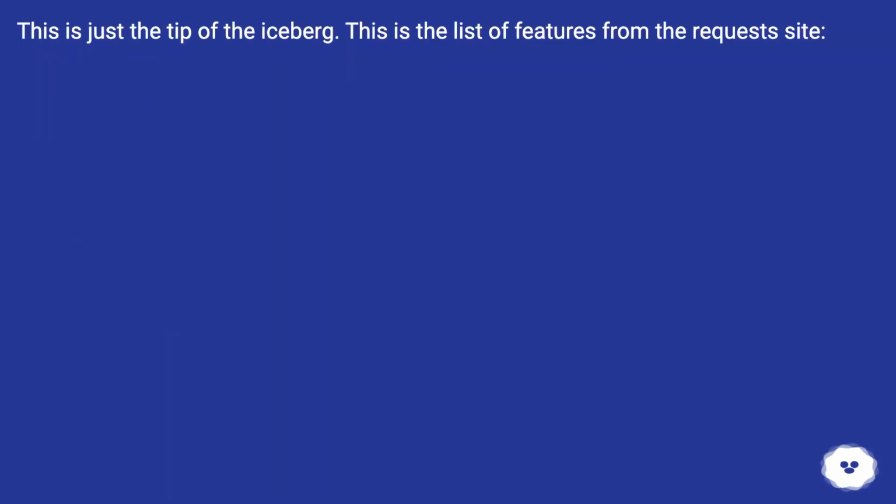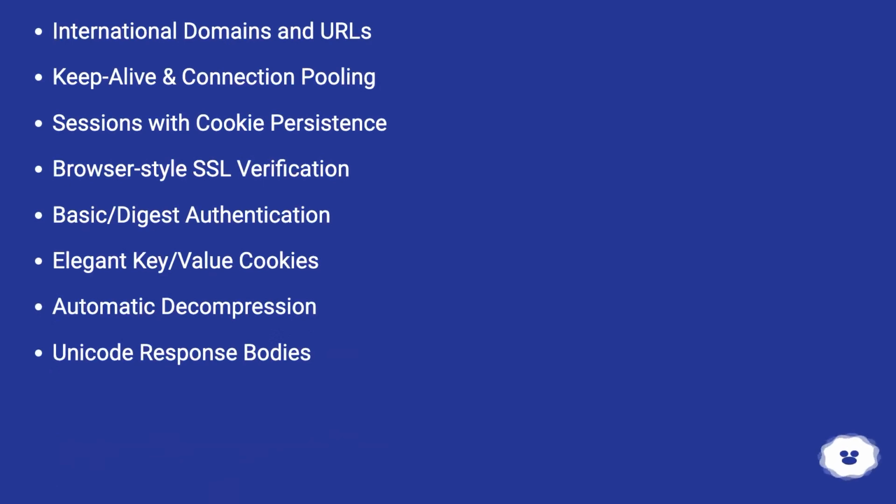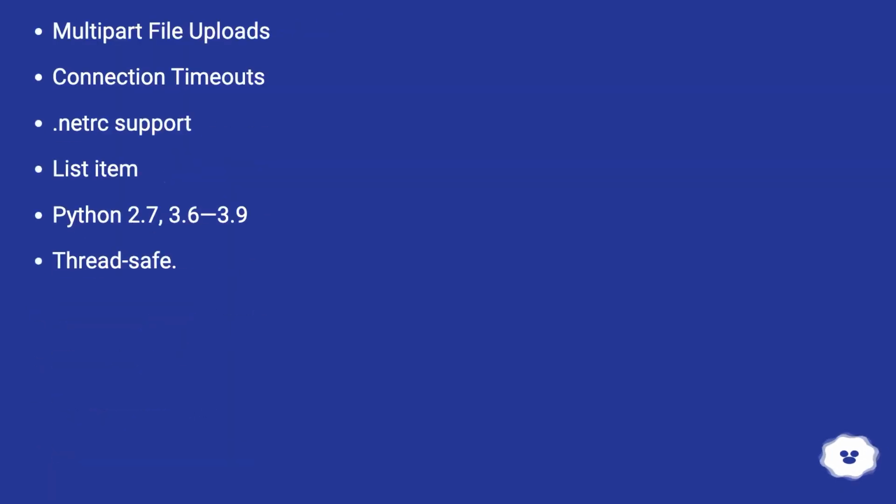This is just the tip of the iceberg. This is the list of features from the requests site. International domains and URLs, keep-alive and connection pooling, sessions with cookie persistence, browser-style SSL verification, basic/digest authentication, elegant key/value cookies, automatic decompression, Unicode response bodies, multi-part file uploads, connection timeouts, .netrc support, Python 2.7, 3.6 and above, thread-safe.